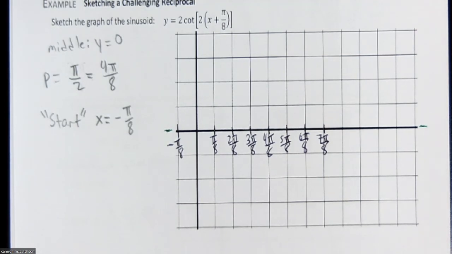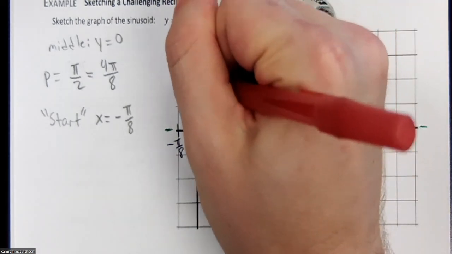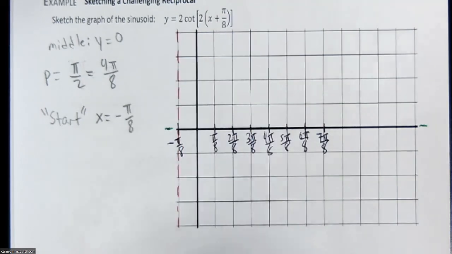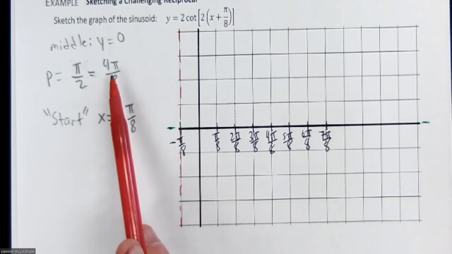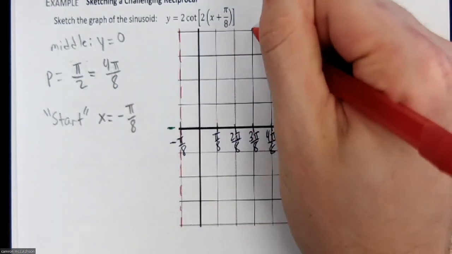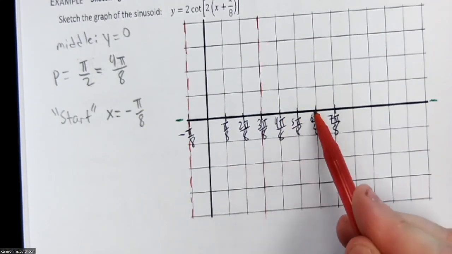One last time, cotangent is undefined when the inside equals 0. So we are undefined at negative pi over 8. And the period length, which is how far apart the asymptotes will be, is 4 pi over 8. So 1, 2, 3, 4 pi over 8. And one more time, 1, 2, 3, 4 pi over 8.